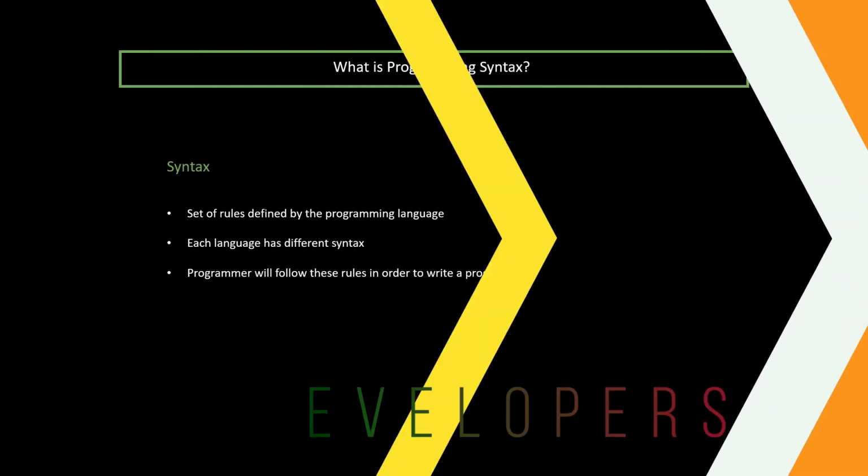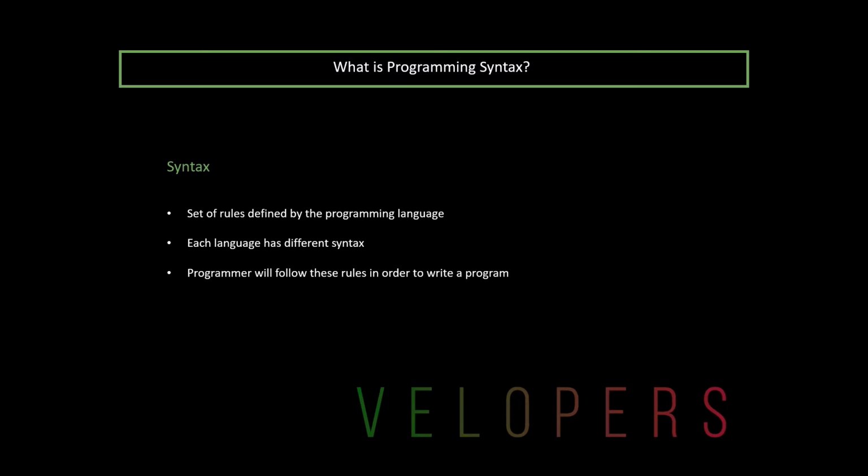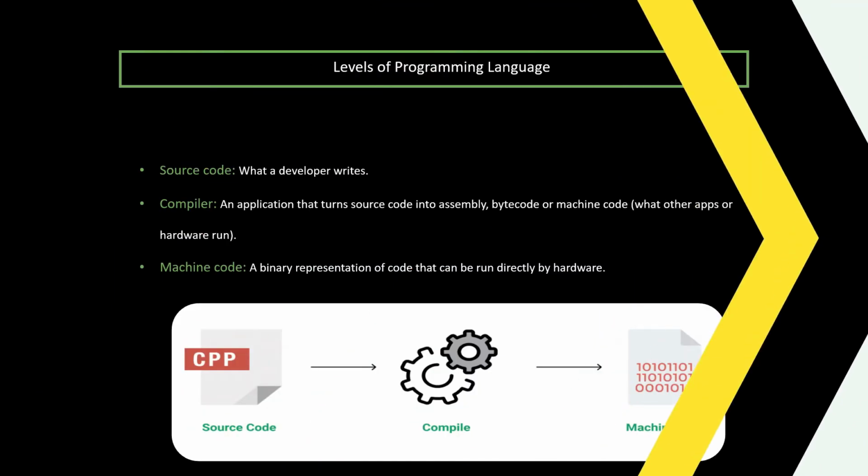What is programming syntax? Each programming language contains a different set of rules and instructions called syntax. A programmer must follow this syntax in order to write a program. These are basically hard and fast rules defined by the programming language, and the programmer must follow them in order to write a program. If errors or mistakes are made in this syntax, the program will not be compiled successfully.